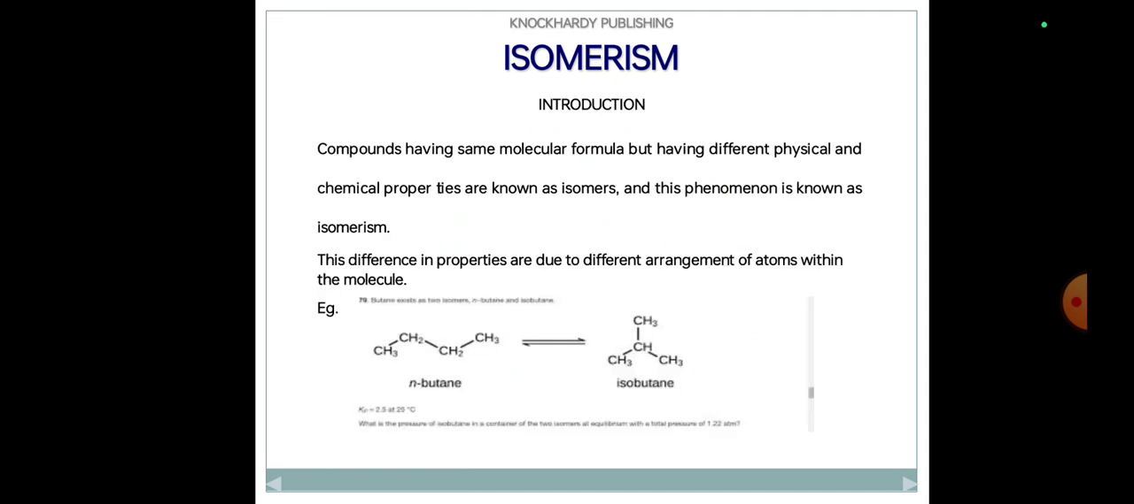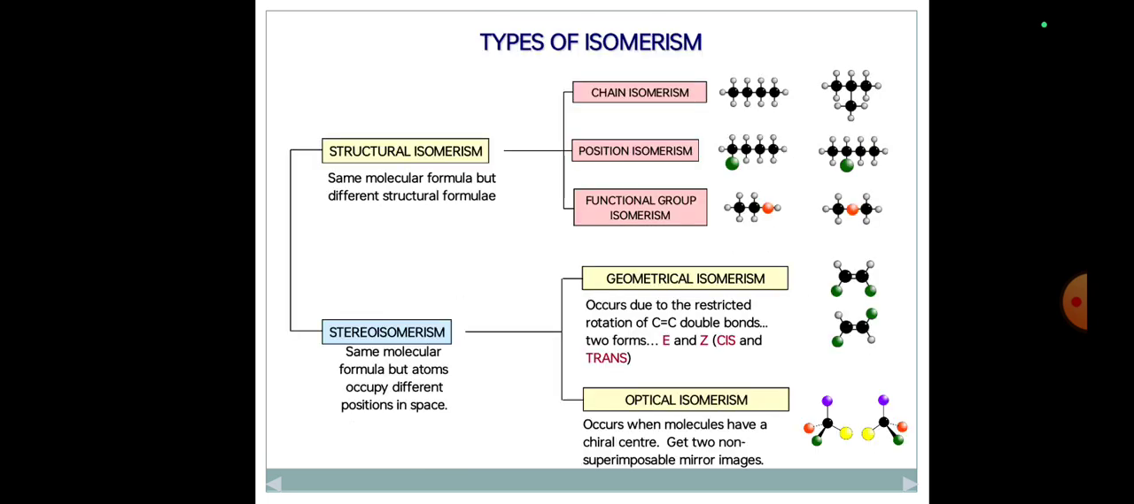What is isomerism? Compounds having the same molecular formula but different physical and chemical properties are known as isomers, and this phenomenon is known as isomerism. This difference in properties is due to different arrangement of atoms within the molecule. Examples are n-butane and isobutane.